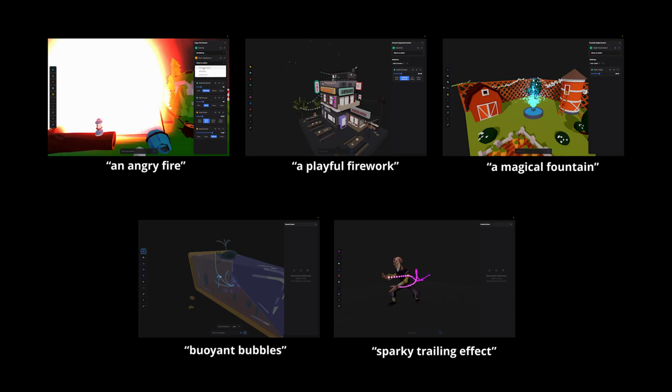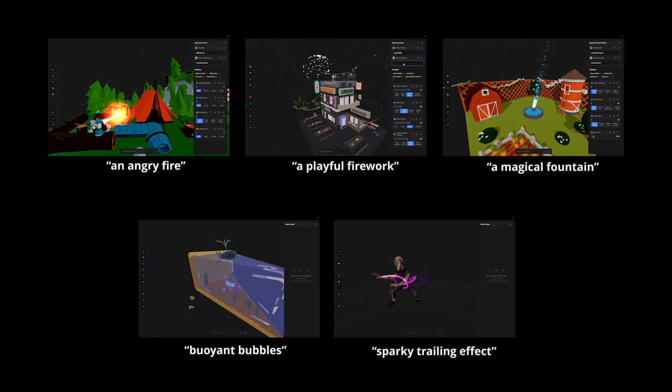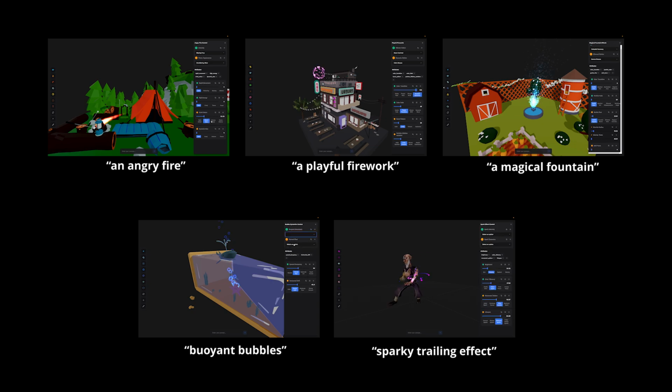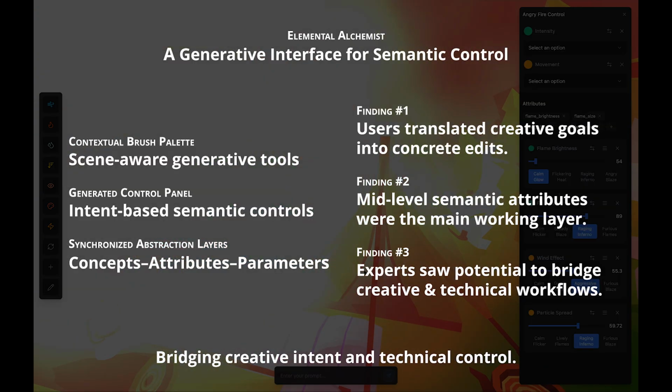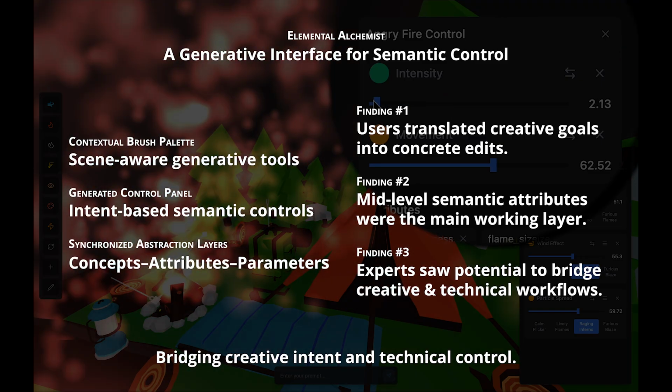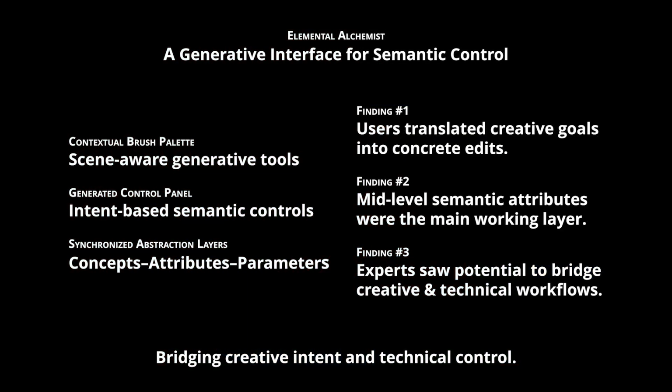We envision Elemental Alchemist as a complementary technique that can coexist with existing particle system tools. Overall, Elemental Alchemist supports semantic control of particle systems by combining contextual tool generation, intent-to-control mapping, and synchronized levels of abstraction to bridge creative intent and technical control.